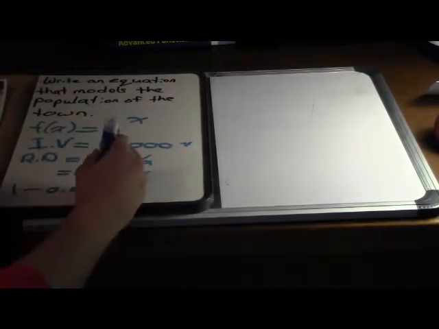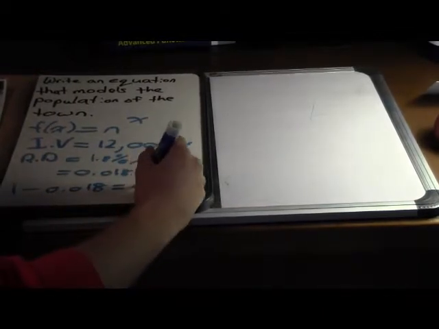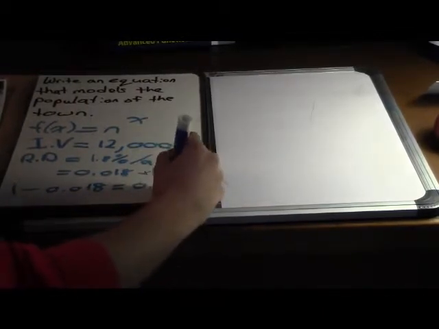Now, because you know that the population of your town is decreasing, you can't multiply your initial value by something greater than 1. If you do that, then your population is going to be increasing. So what you do is you take 1 and you subtract your percent from it. So 1 minus 0.018. Once you have that, your answer is 0.982. Now that we have everything that we need to set up our equation, let's write it out.